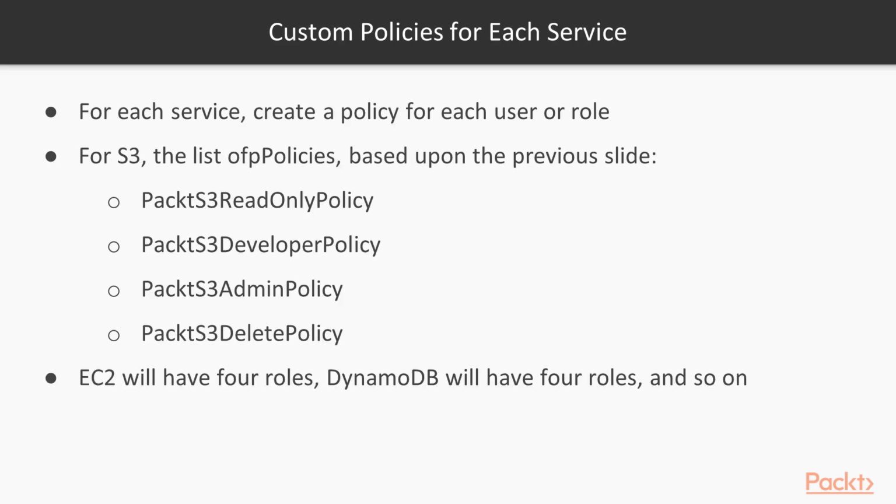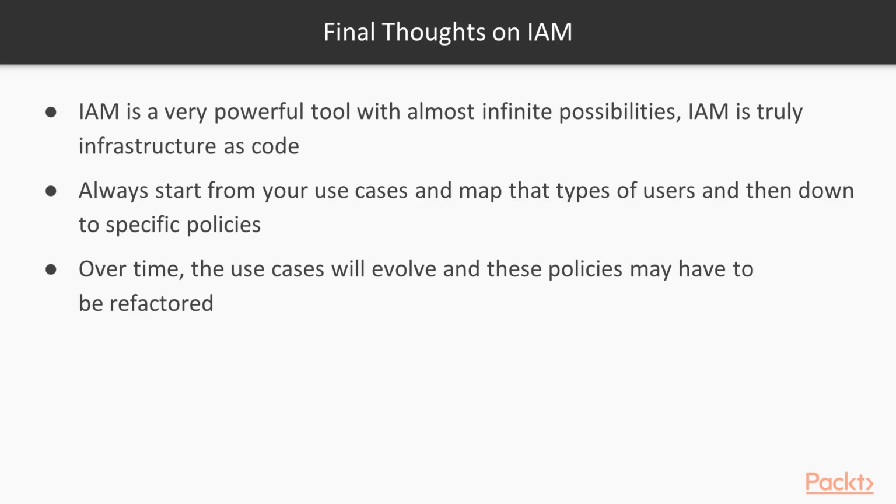For each service that's required, create a policy for each user or role. Let's look at S3. Based upon the categories we just described, we will need 4 policies: an S3 read-only policy, S3 developer policy, S3 admin policy, and of course S3 delete policy. Notice that these policies are only for the S3 service. The EC2 service will also require 4 policies. DynamoDB will also require an additional 4 policies, etc., etc. IAM is truly infrastructure as code.